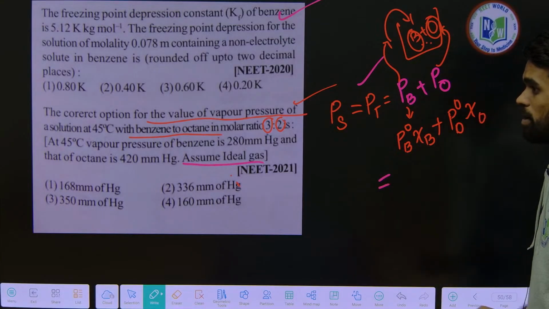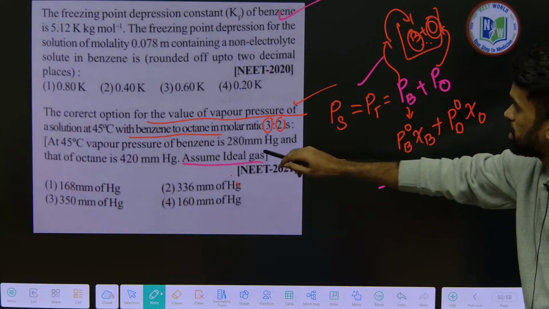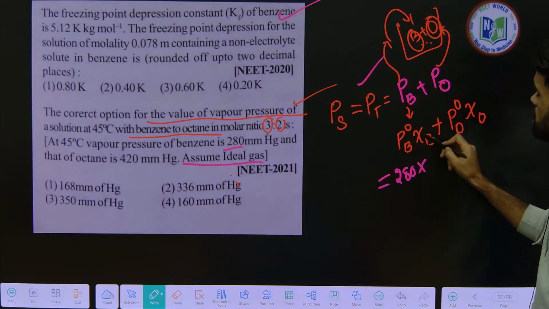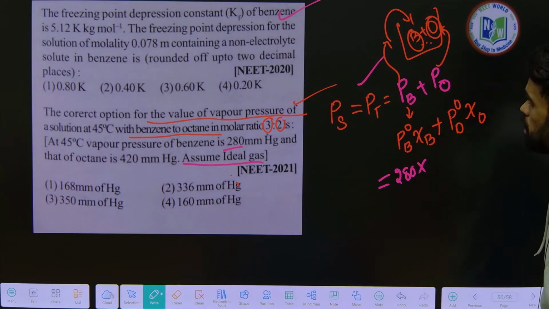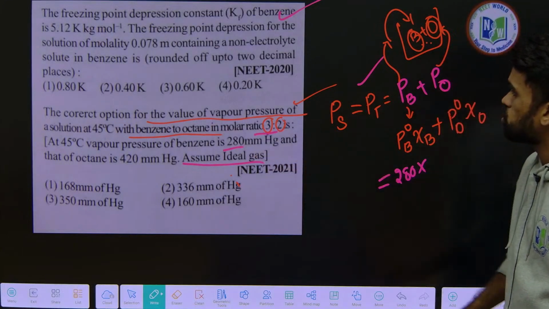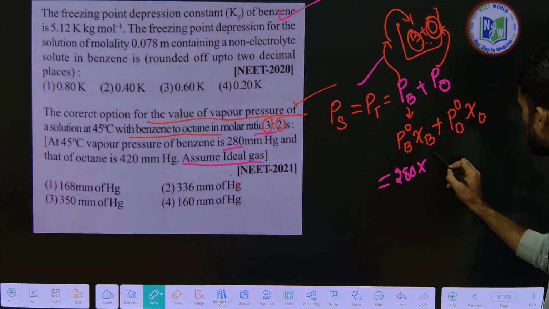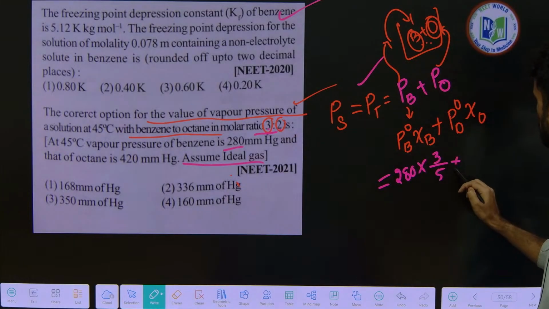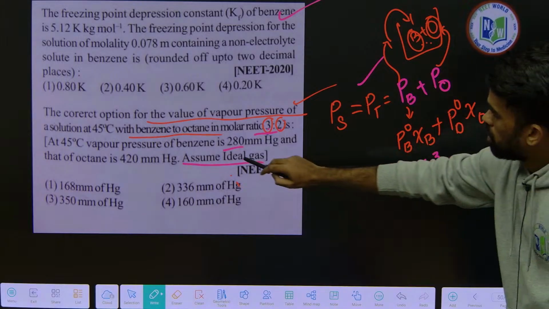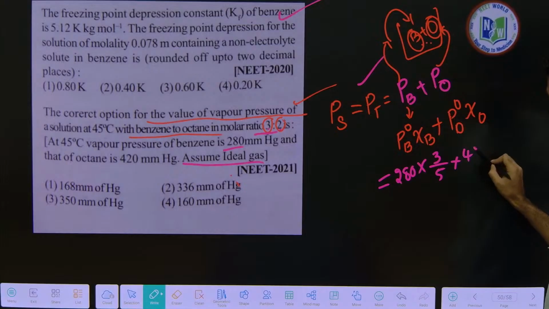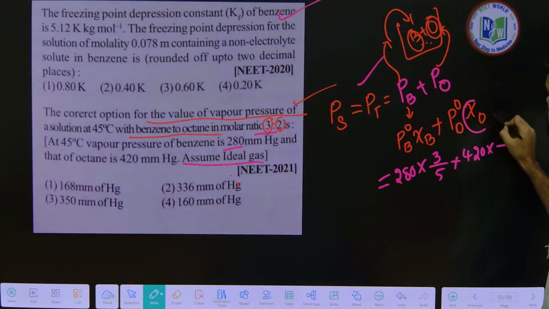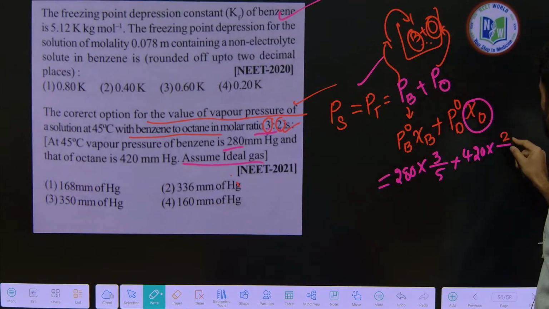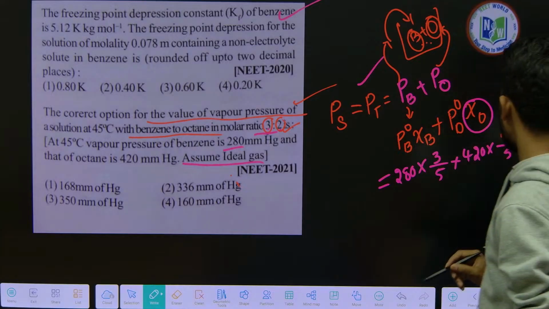Just look at what I am doing. See, the vapor pressure of benzene mentioned here is 280. Take 280 and multiply with the mole fraction of benzene. The mole fraction ratio is 3:2. It means benzene is 3 moles and total moles will be 2 plus 3, 5. Then octane is 420, the vapor pressure, multiplied with its mole fraction. The number of moles of octane is 2, out of 2 plus 3, 5. That's it. We are almost done with the question.